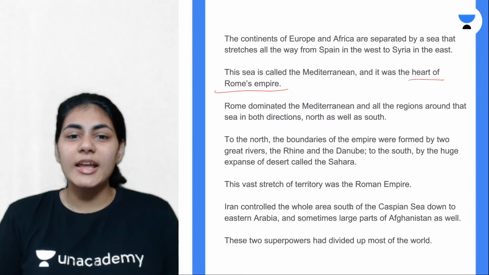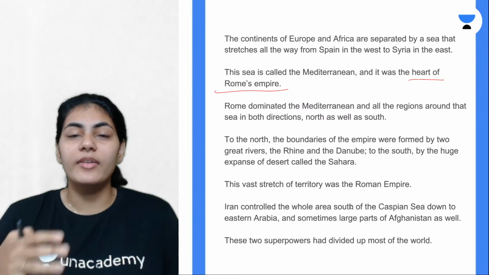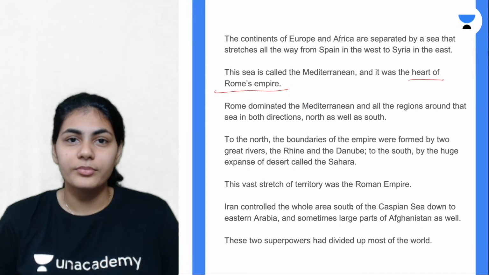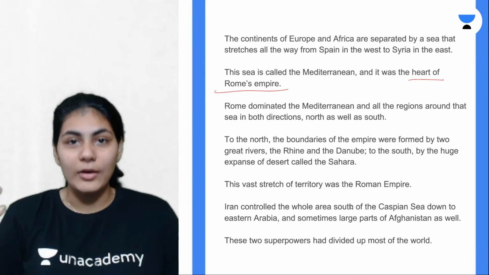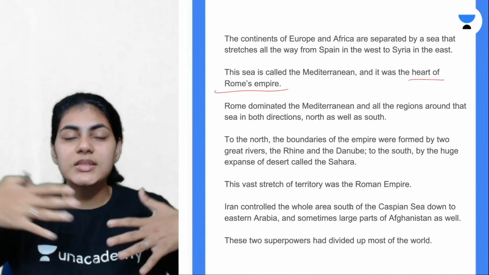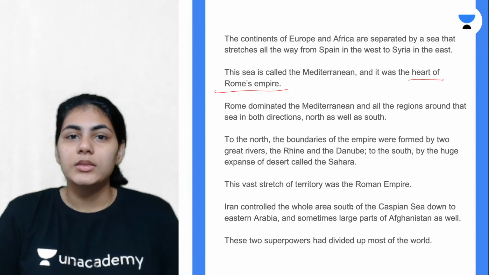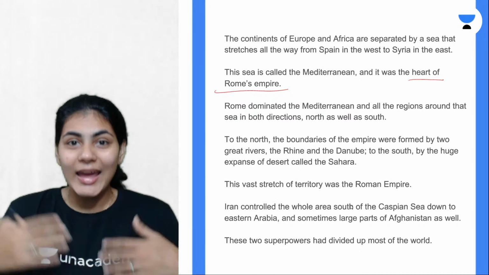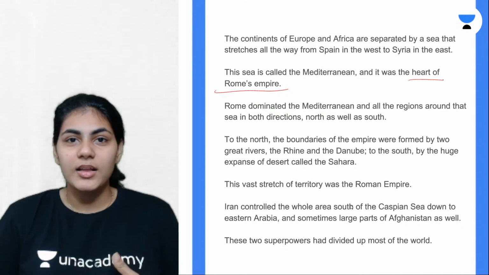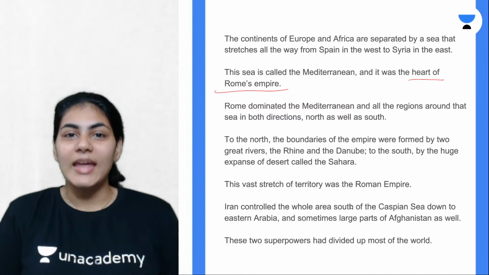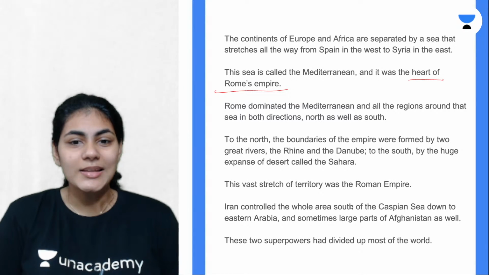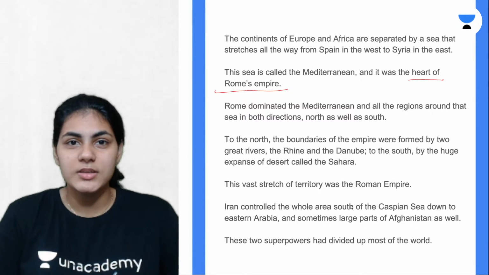So it's almost like we had two superpowers who divided the whole of the world. They were that powerful, because the world had never seen such a huge empire in the past. The first time it came across any empire this big was the Roman Empire and then the Iranian Empire. So these are two great superpowers.